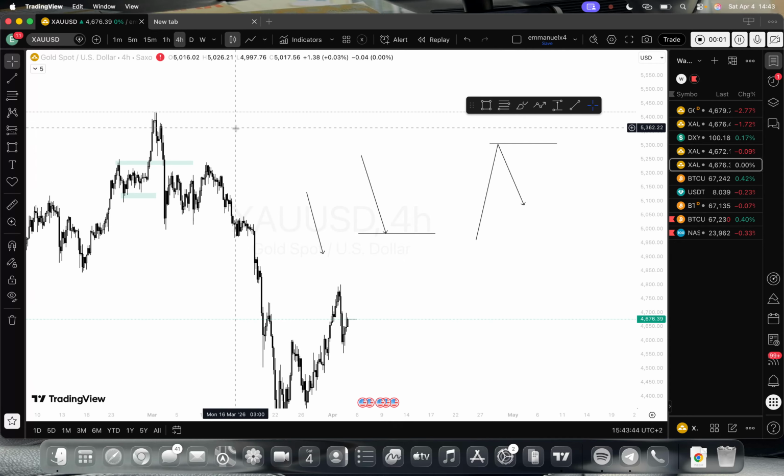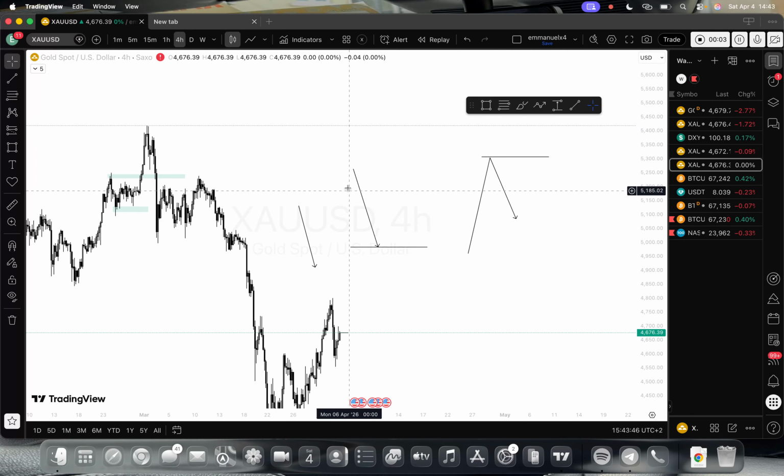So now, this support and resistance here, let me go over it again. Support and resistance. Okay. Now, how do you use support and resistance to get your directional bias? This is what you'll be doing.